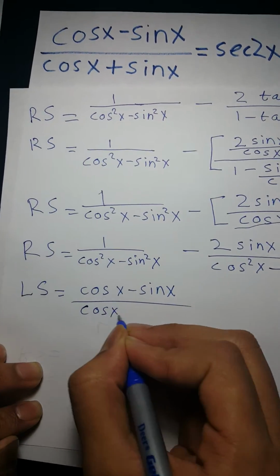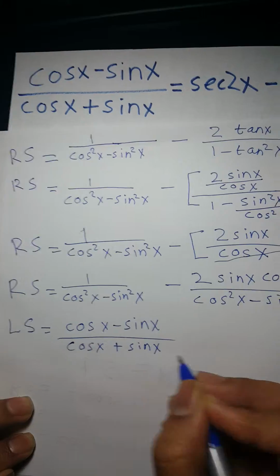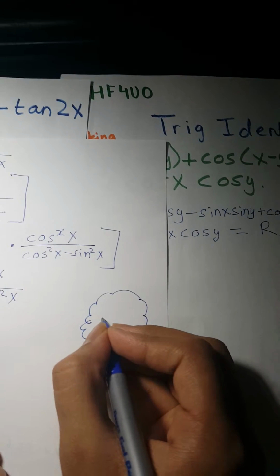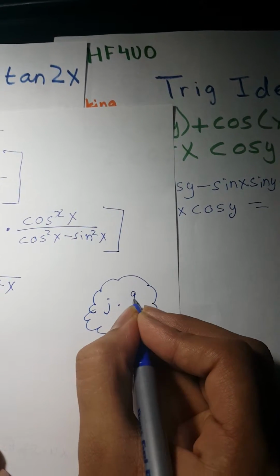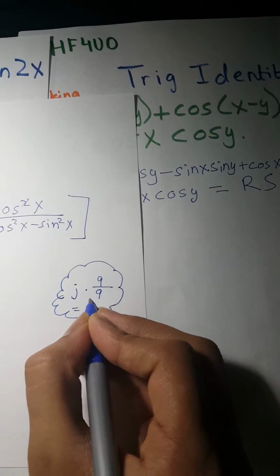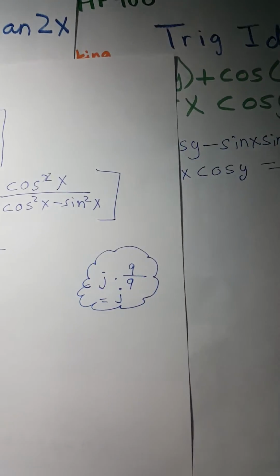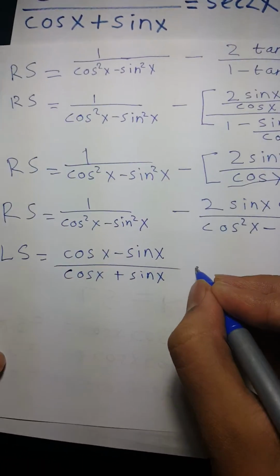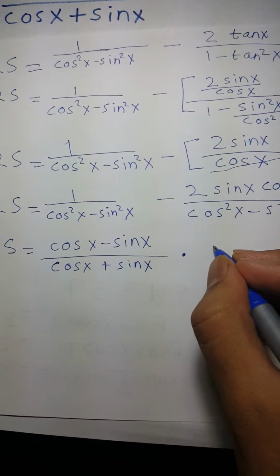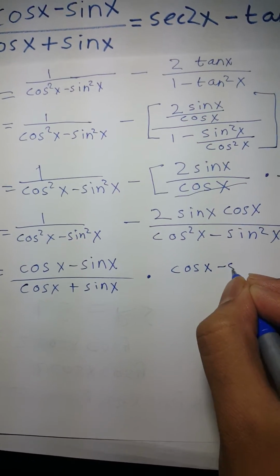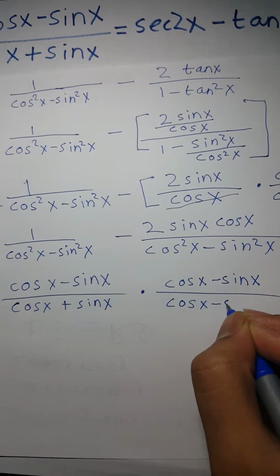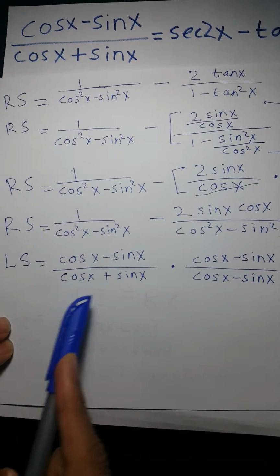Over cos x plus sin x. Now, just make a thought bubble right here. Let's say we have a value j times 9 over 9. What would that equal? It will just equal j, wouldn't it? Why? Because 9 over 9, 10 over 10, 11 over 11, they just equal 1. So, using that same principle, we know that we need the denominator to be cos squared minus sin squared. How can we do that? Multiply by cos x minus sin x over the same thing.